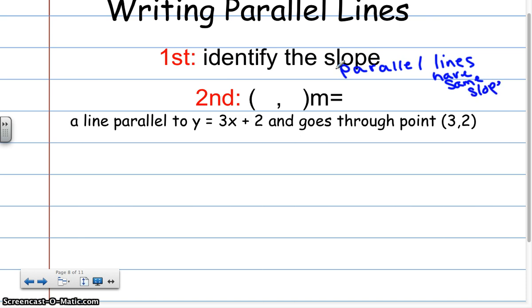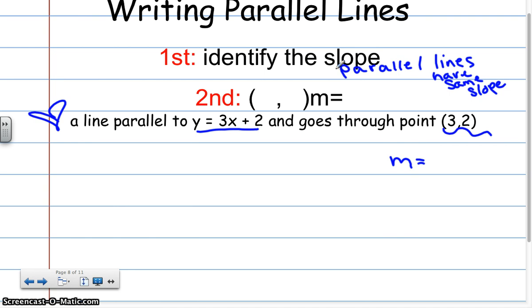So usually what the book or the state or the problems that I'm going to give you will look like, it'll say something like this. A line that is parallel to y equals 3x plus 2 and goes through the point 3, 2. Write an equation. So the first thing I need to do is identify the slope. What is m? 3. M is just 3.